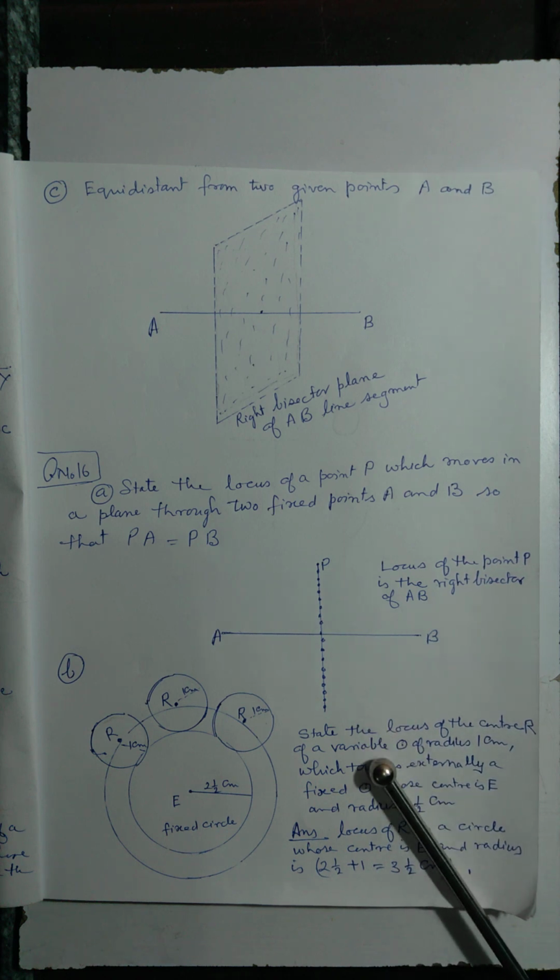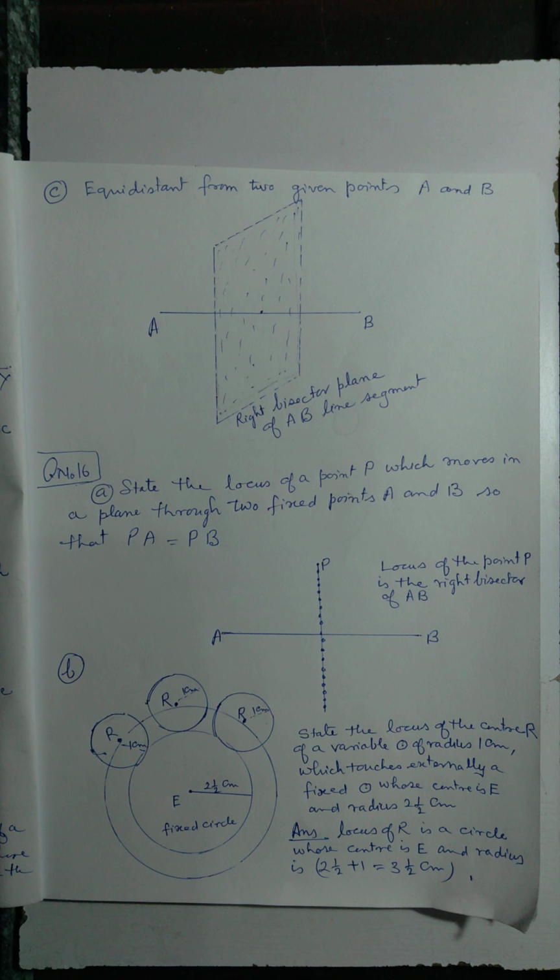Now come to the D part of it. State the locus of the center of a variable circle of radius 1 cm which touches externally a fixed circle whose center is E and the radius is 2.5 centimeter. There is a fixed circle. I have written here fixed circle, that is whose center is E.